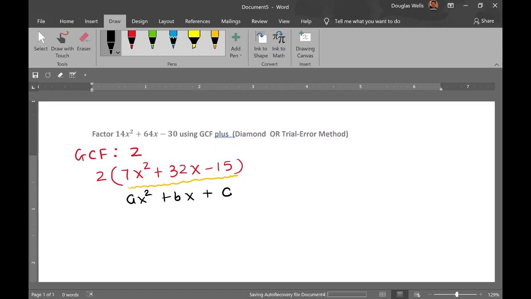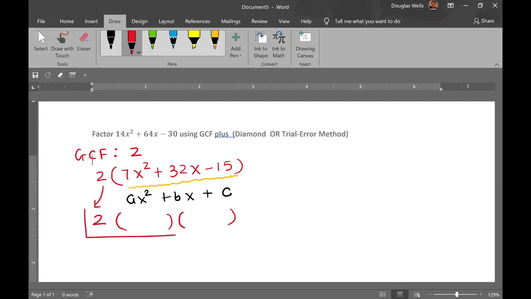For the trial and error method, what we do is create two nice parentheses like this. I want to make sure I put the 2 right here with my answer, and I'm going to box this. Now, x squared is here, so I'm just going to write x here and x here. But the coefficient for x squared is 7, so I have to think about factors of 7.